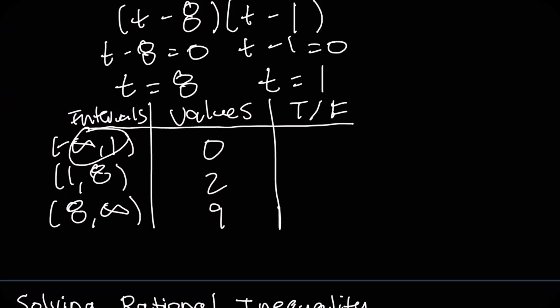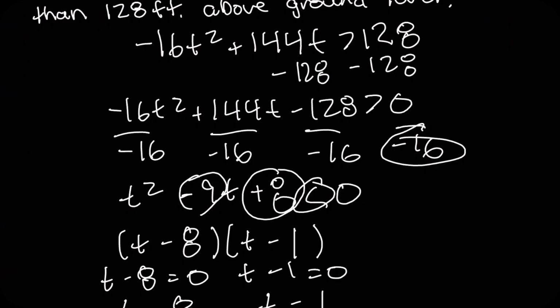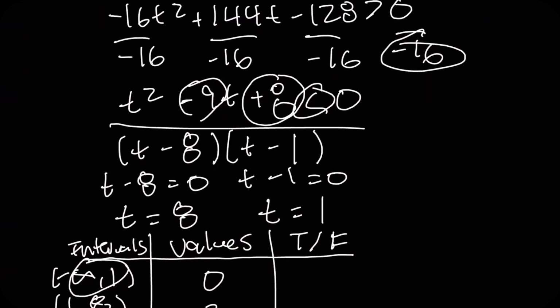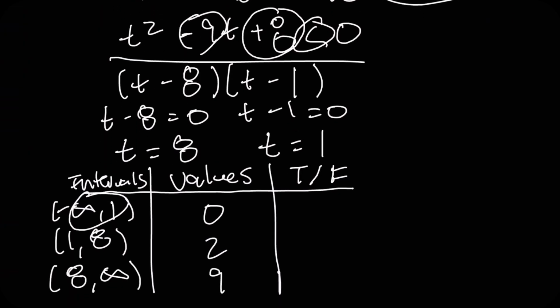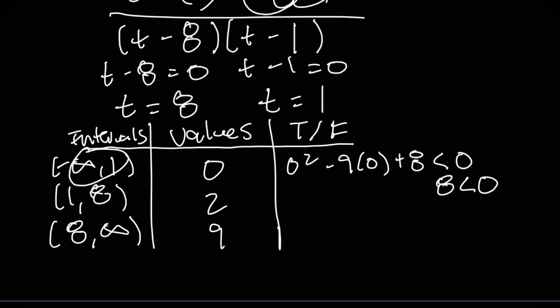And let's go ahead and plug these back into our original equation, which is going to be this one right here, t squared minus 9t plus 8 less than 0. So we will have 0 squared minus 9 times 0 plus 8 less than 0. That'll leave us with an 8 is less than 0, which actually doesn't make sense. So we do not include this interval, and we can move on to the next one.